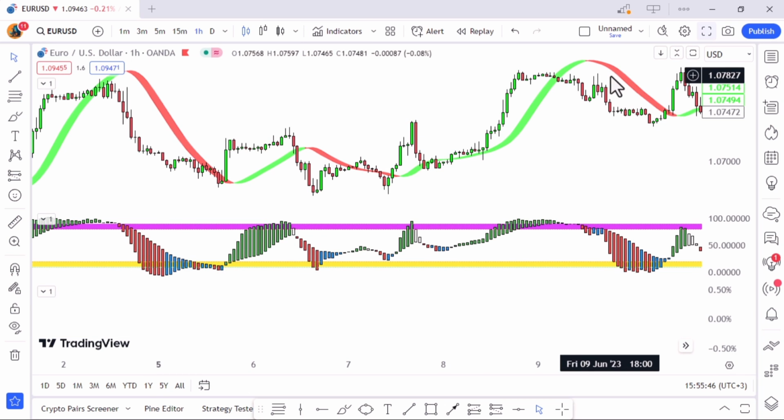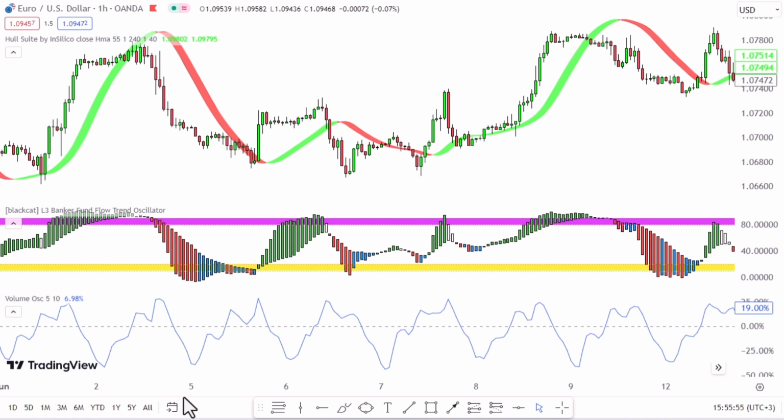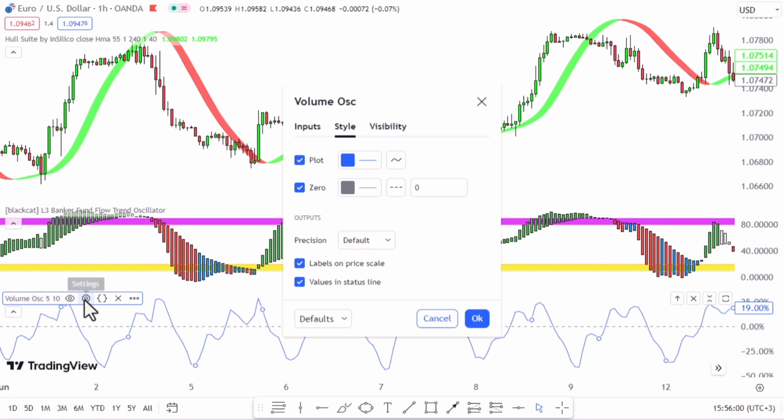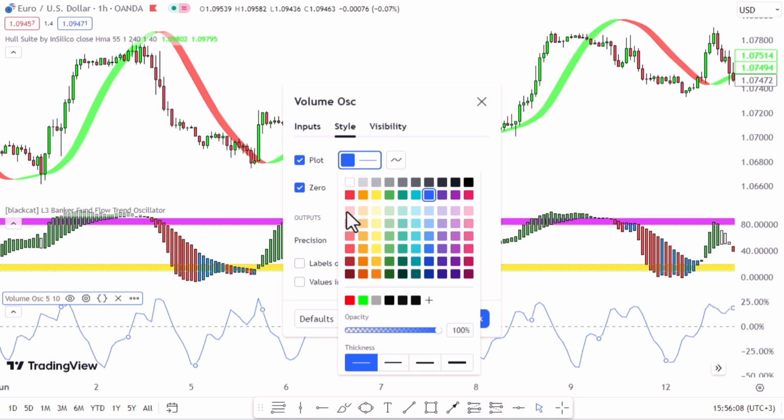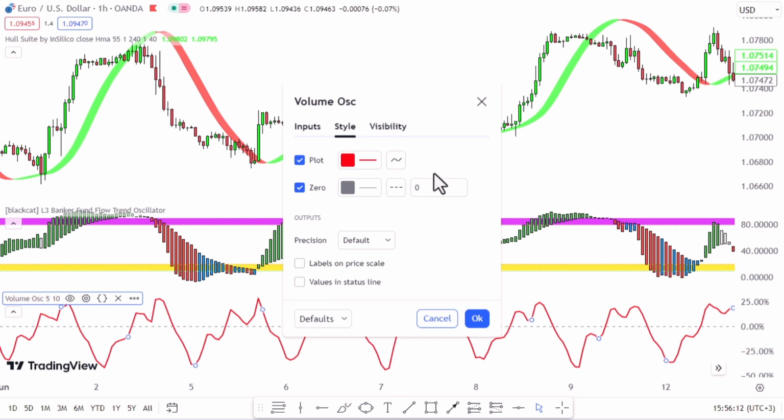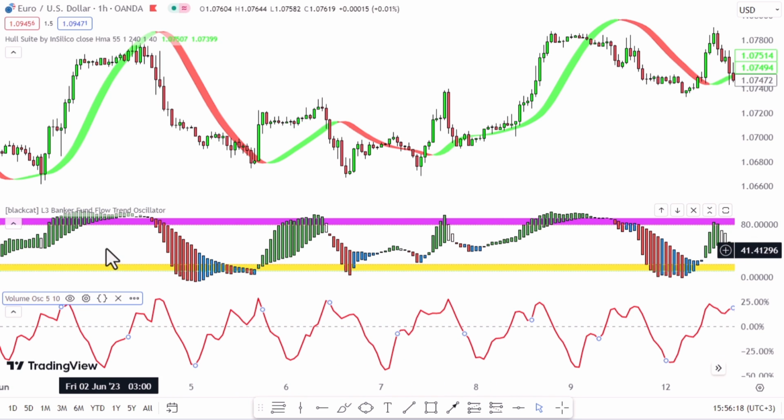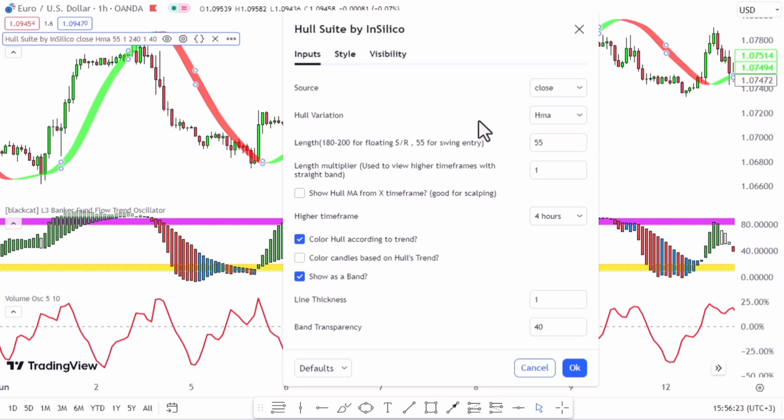Now let's change the settings of the indicators. The first settings we will be changing are for the volume oscillator. Navigate to the volume oscillator settings tab and click on the style tab. Here we will be changing some colors to our own taste. Now let's change the whole suite settings. Head over to the input settings of the indicator. Here we'll be changing the length from 55 to the Fibonacci number 34 in order to identify shorter term trends. That was all that we needed to do.